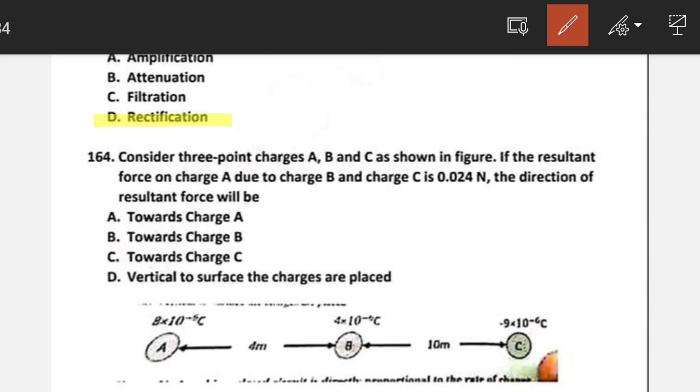Question number 164 is consider 3-point charges A, B and C as shown in figure. If the resultant force on charge A due to charge B and charge C is 0.024 Newton, the direction of resultant force will be. So the direction of resultant force here will be towards charge C. The correct option will be option C, towards charge C.